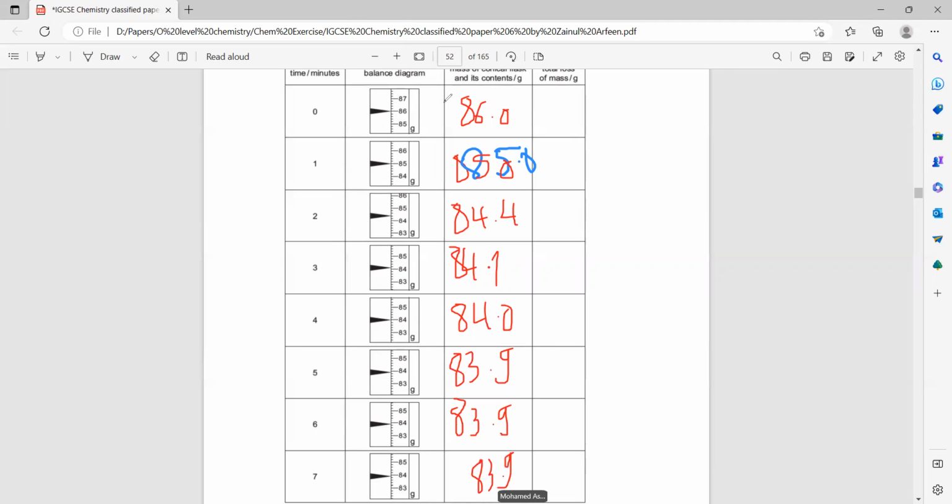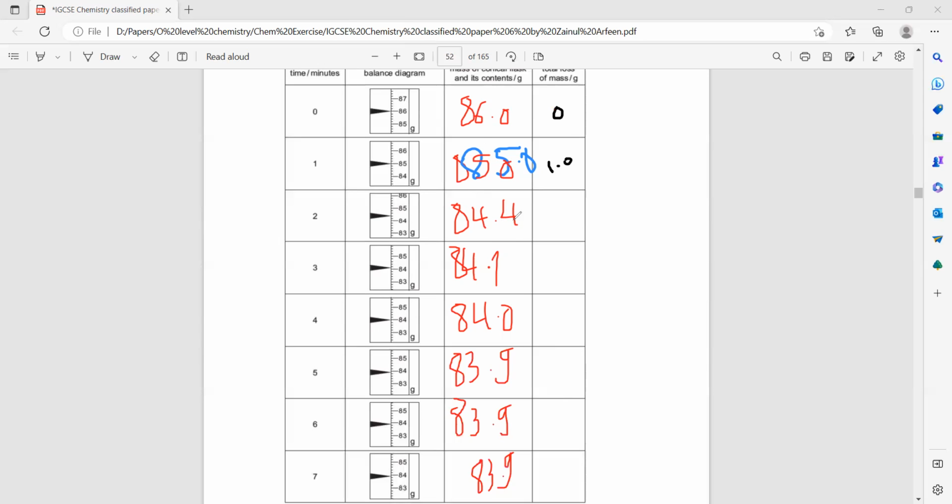Now we have to calculate the difference in the masses. So in the beginning, when the experiment is started, there's no difference in the mass. So the change in mass is 0. Then we started at 86 and now it is 85. So the difference in mass is 1.0. Then this is 84.4 and in the beginning it was 86.